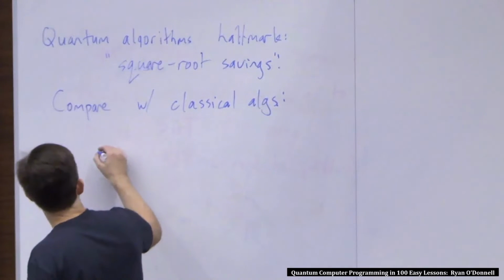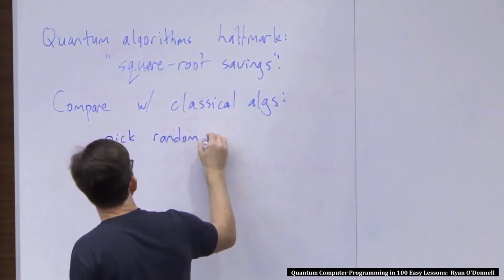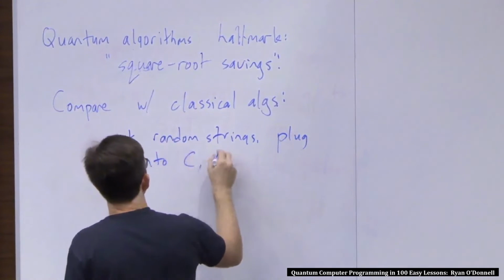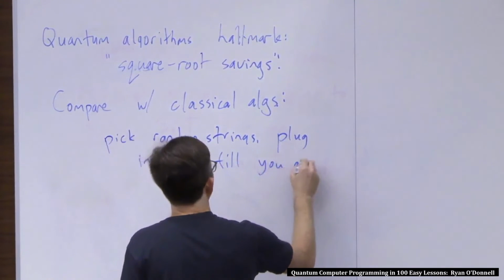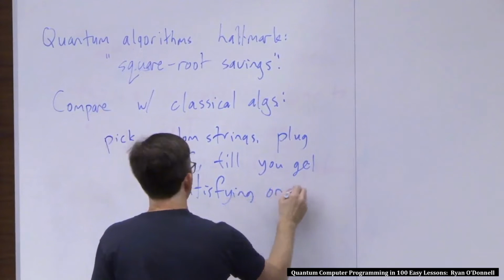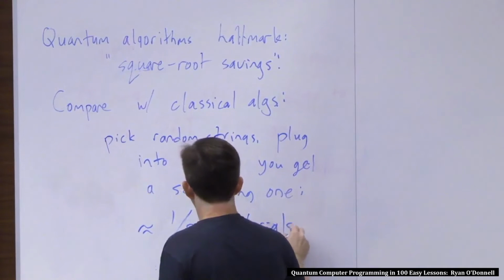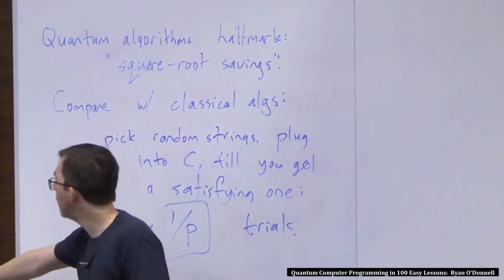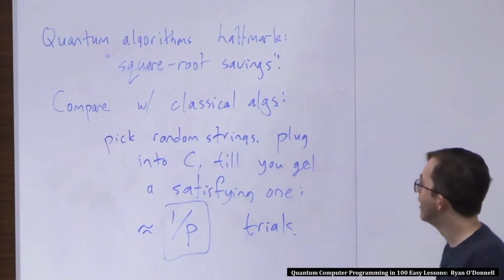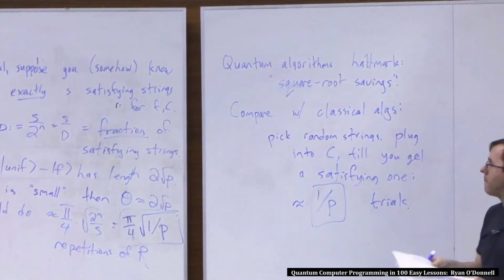So the brute force randomized algorithm here, that picks random strings and plugs them into C till you get a satisfying one, takes about 1 over p trials. So this is the saving. Quantum has this square root of that big number. So in general, quantum gets this square root savings.